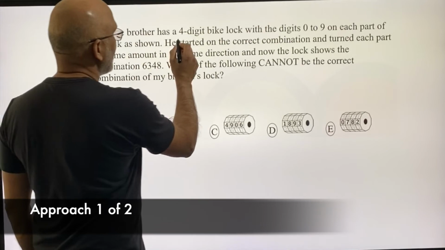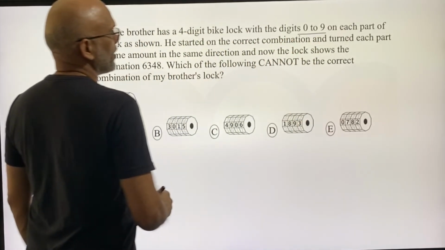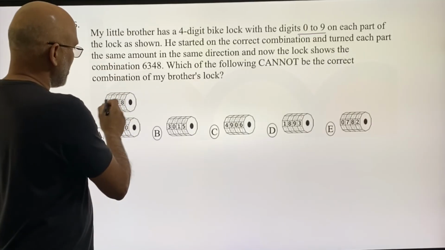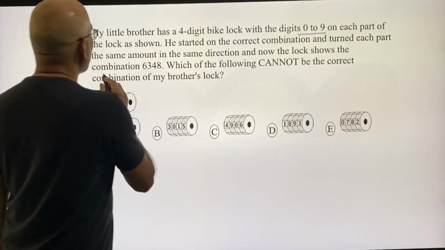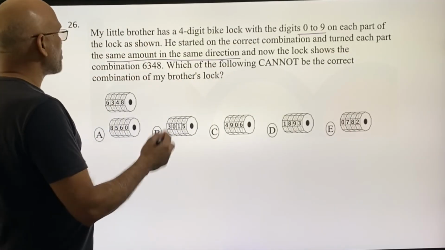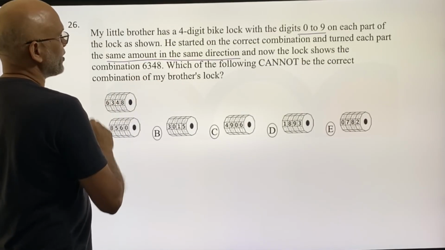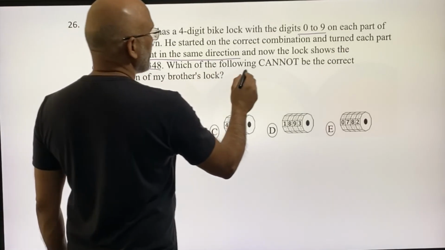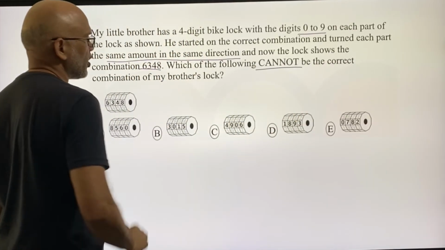My little brother has a 4-digit bike lock with the digits 0 to 9 on each part of the lock as shown. All right, like this. He started on the correct combination and turned each part the same amount in the same direction. And now the lock shows combination 6348. Okay. Which of the following cannot be the correct combination of my brother's lock?